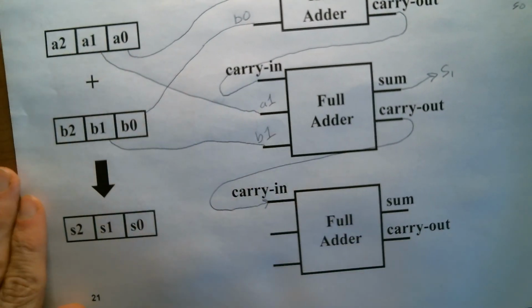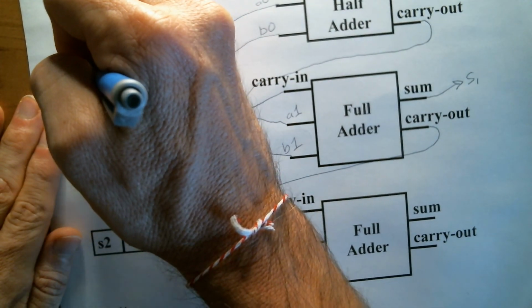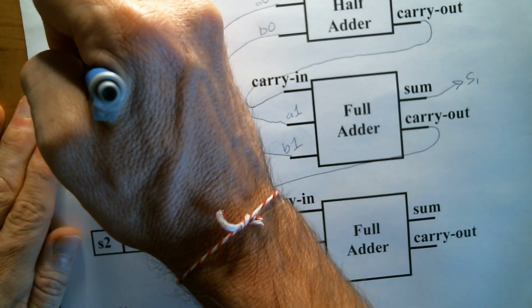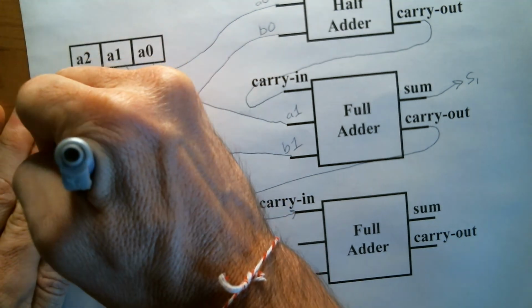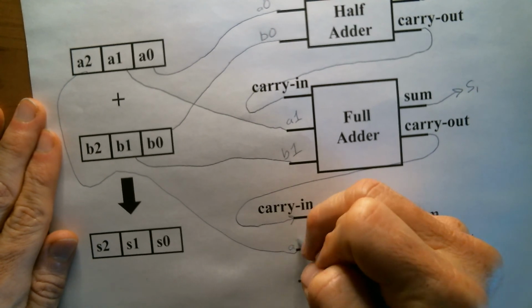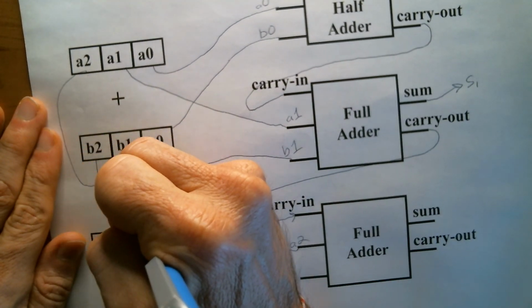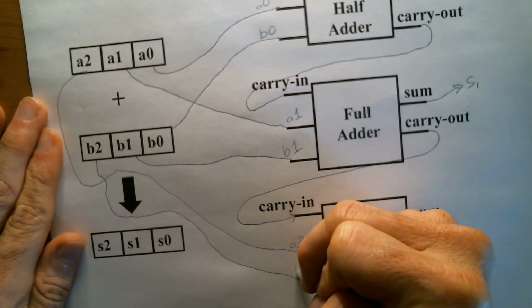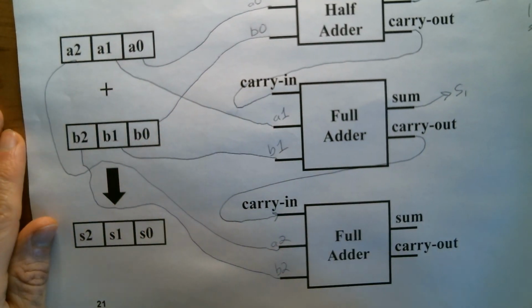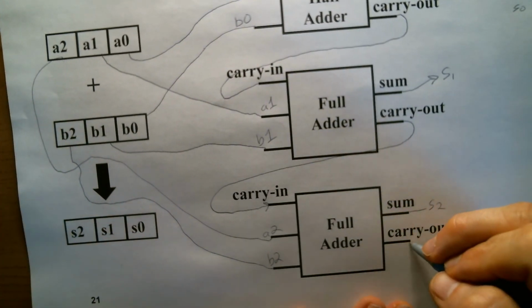And then that next circuit gets A2. How can I do this to make it as least messy as possible? Go down this way. All right, this would be my A2. And then B2 is down here. And again, this sum is going to give me my S2. And the carryout is going to go.